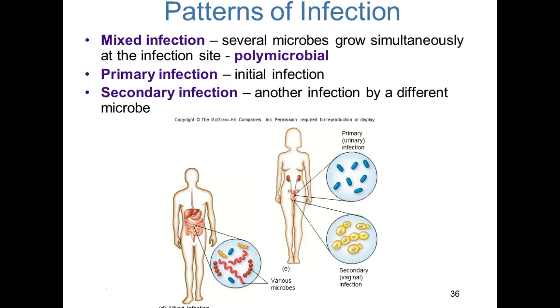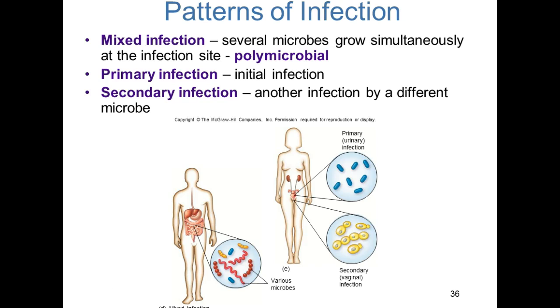Mixed infections usually are seen in those that have a compromised immune system. Typically when we see pneumonia, septicemia, or a urinary tract infection, it's a single microbe. It's not polymicrobial. The first infection that we see is called the primary infection, and then we can see secondary infections. For example, a person may have chickenpox, and the chickenpox would be the primary infection.